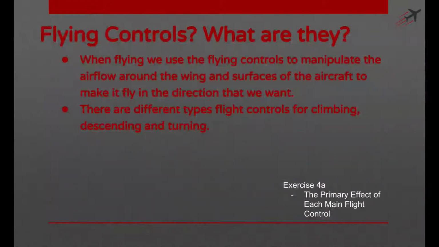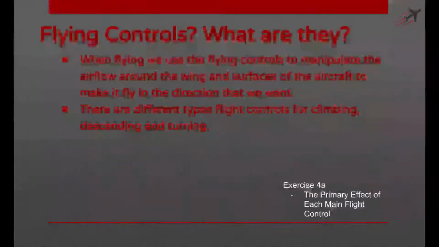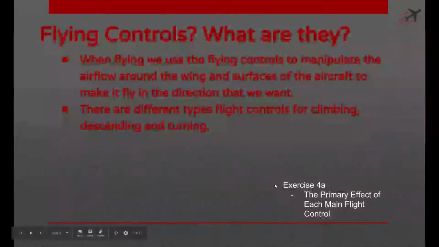If you're following the EASA PPL syllabus, it's exercise 4A, the primary effects of each main flight control, shown here in the bottom right hand side of the screen.